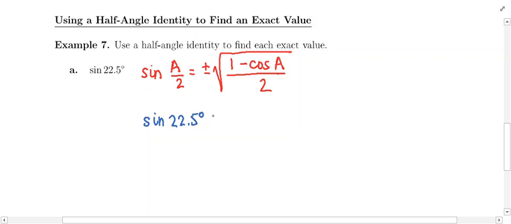Okay, so I'll get to the right side in just a second. But look at this: sine of a over 2. We have to match that up with sine of 22.5. These two guys need to match.